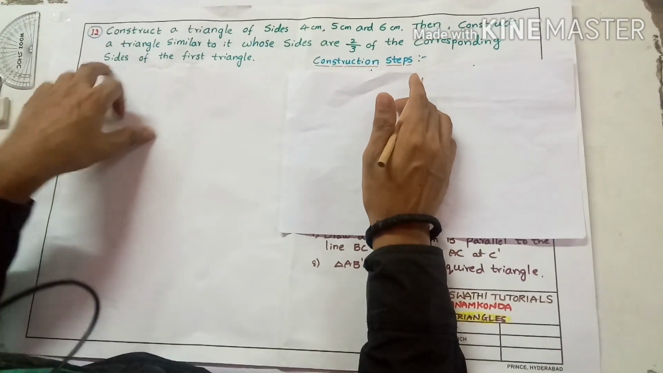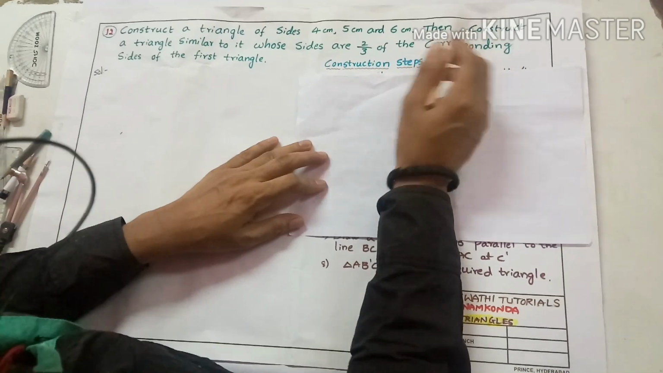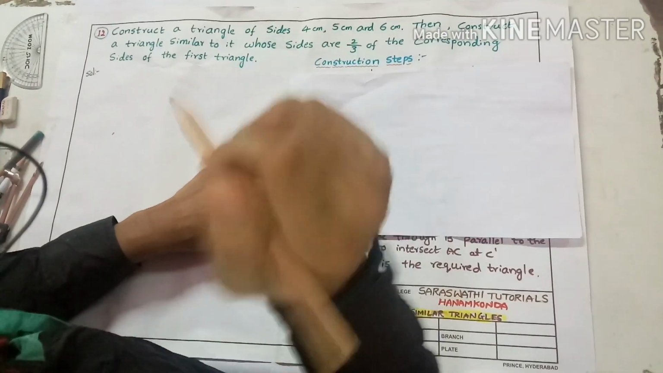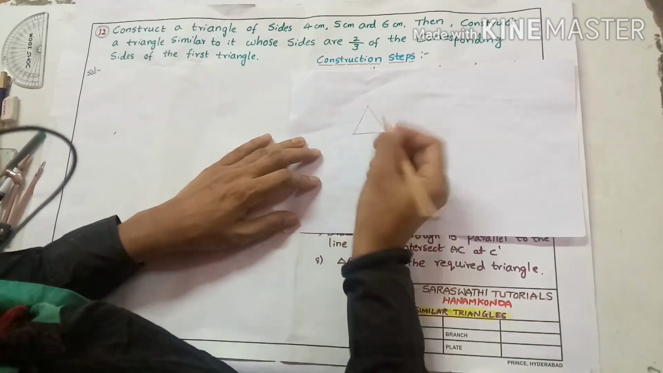The next question is: construct a triangle with sides 4 centimeters, 5 centimeters and 6 centimeters. Then construct a triangle similar to it whose sides are 2/3 of the corresponding sides of the first triangle. So let us discuss it roughly.